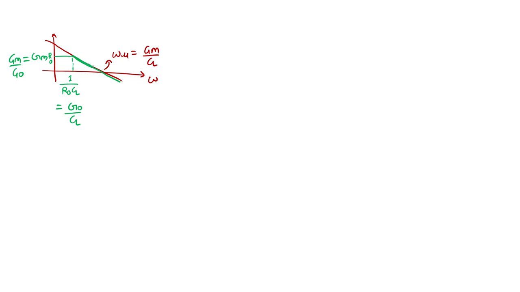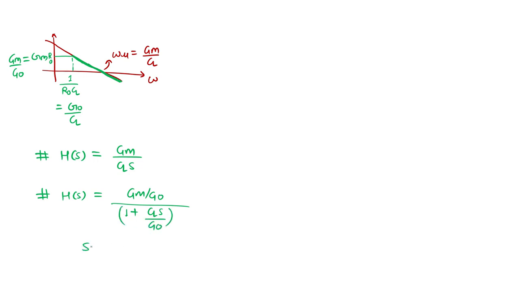So it means the UGB is the same for both systems. The practical system overlaps the ideal system, which we can also see from the transfer function. What was the transfer function for the ideal system? It was nothing but Gm by CLS. And what is the transfer function for the practical system? It is nothing but Gm by G naught plus 1 plus CLS by G naught.